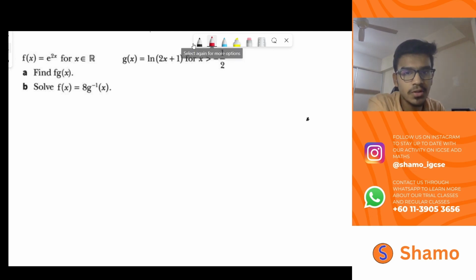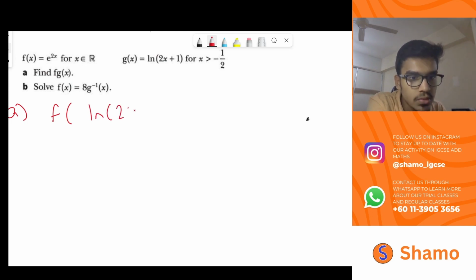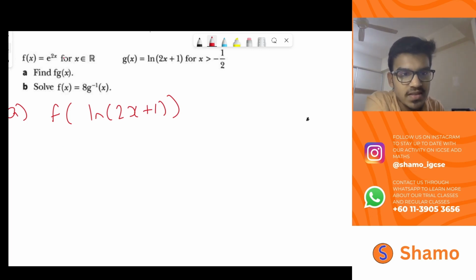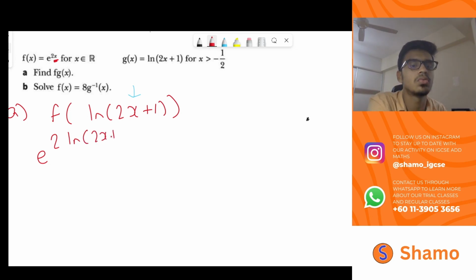So I hope you've given this a shot. Let's do part A. So fg(x) means g(x) goes inside f(x). That means you're finding f of what's going inside f, which is ln(2x plus 1). So ln(2x plus 1) is essentially the x inside this. So that becomes e to the power 2x, and what is this x? This x is this thing over here. So e to the power 2 ln(2x plus 1).